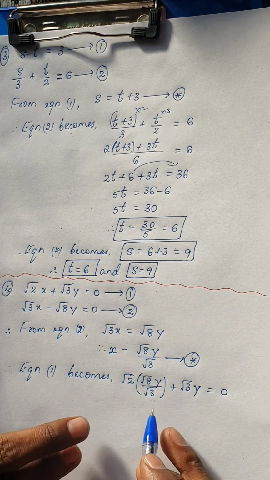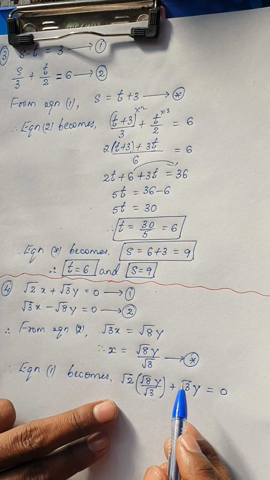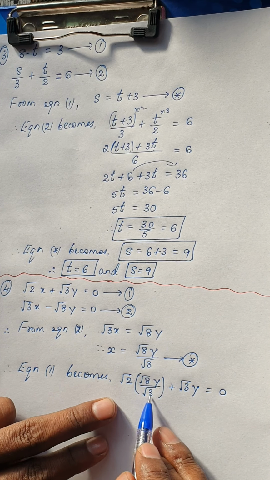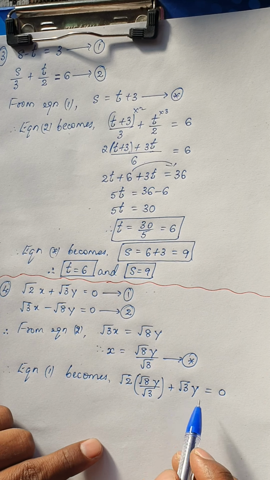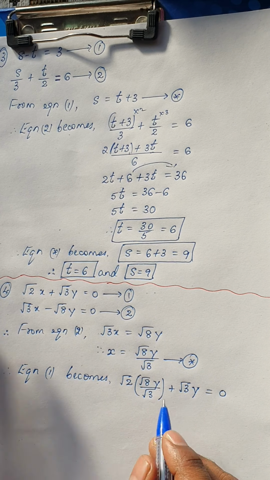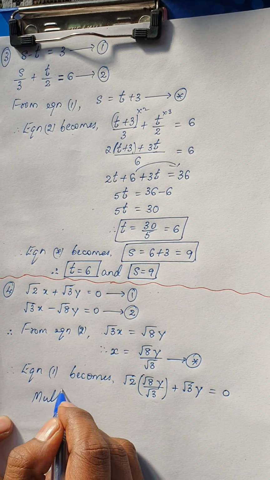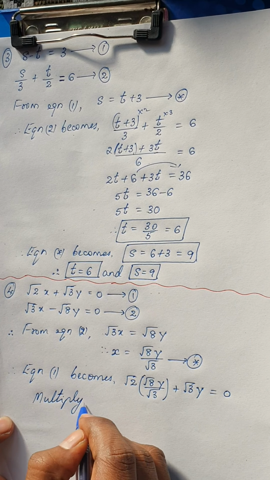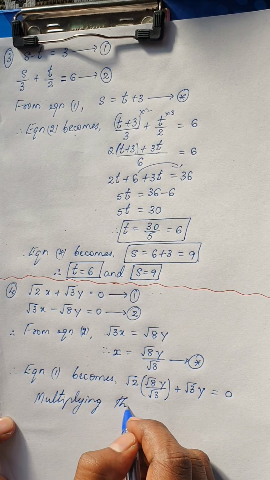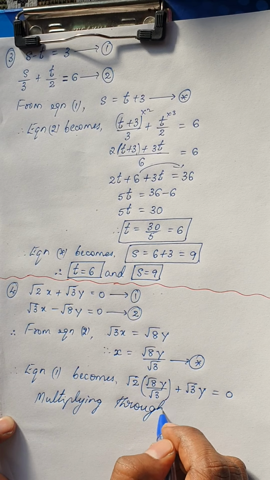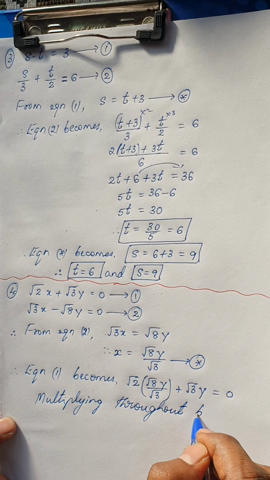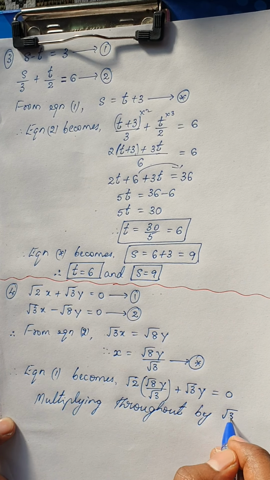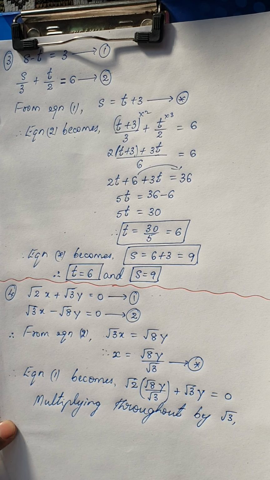Let me multiply root 3 throughout because I have the denominator. One thing is I can take the LCM and cross multiply, or else I can say multiplying throughout by root 3. And see what I am going to get.